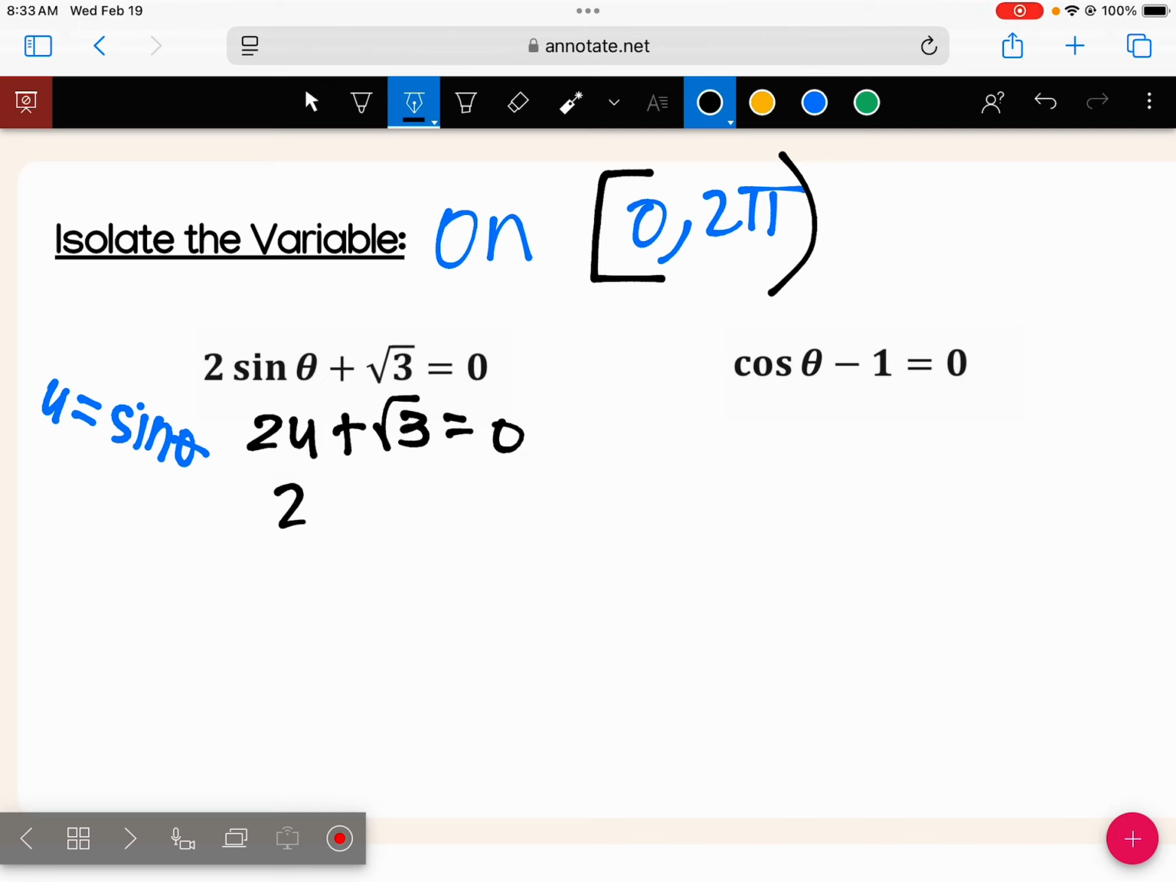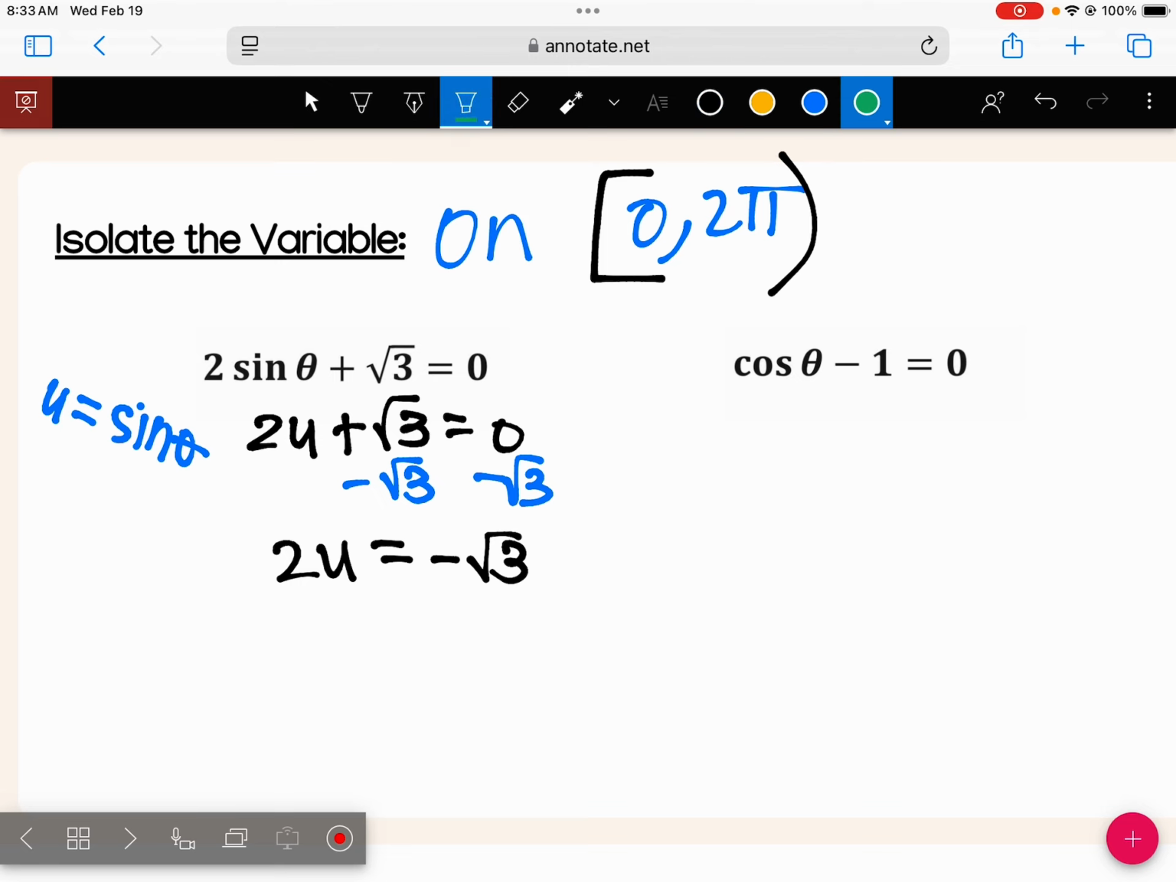So we have a 2u. Let me do this step by step. You subtract your root 3 to the other side. And then you have a 2u equals a negative root 3. And then you're going to divide by 2. And you're going to end up with u equals negative root 3 over 2.